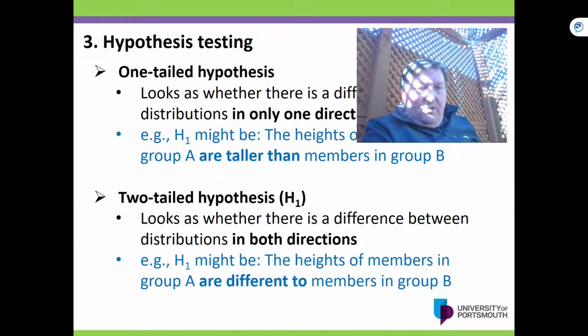Whereas a 2-tailed hypothesis would be looking at, is there a difference in the heights of people in the room in both directions? So are some shorter or taller? So rather than just looking at whether they're taller, you're looking at the shorter and the taller. So there's loads of different examples where you would go for one-tailed or 2-tailed.